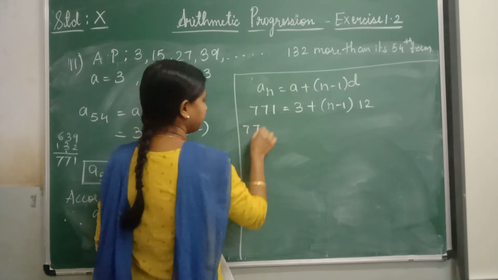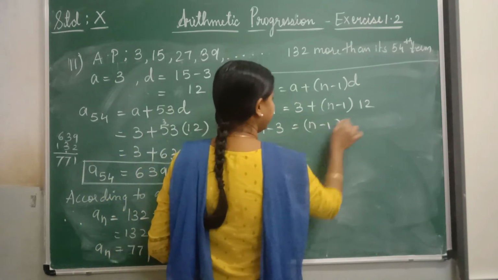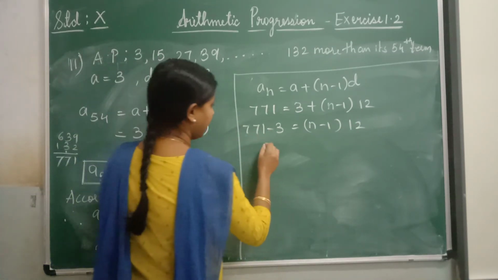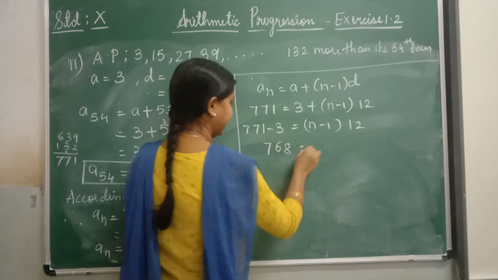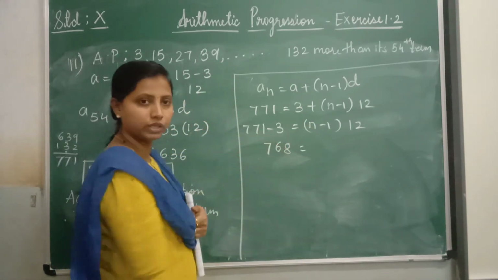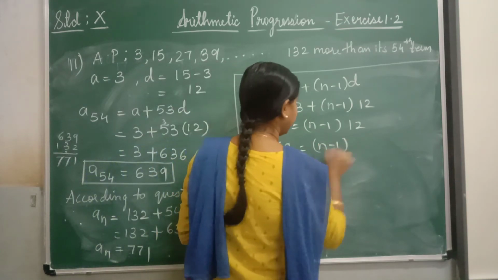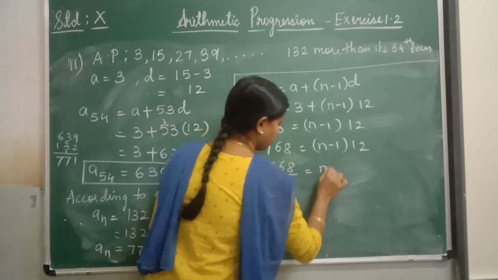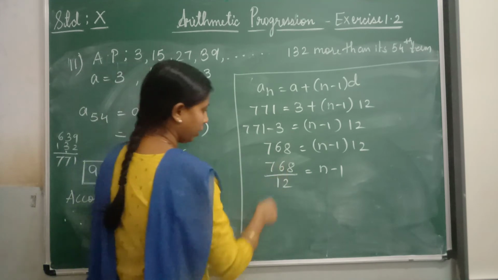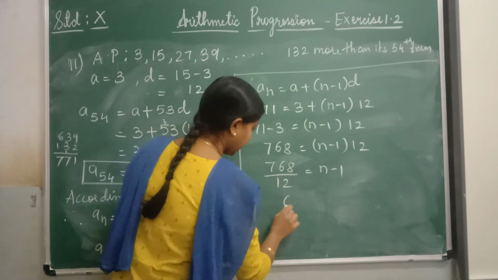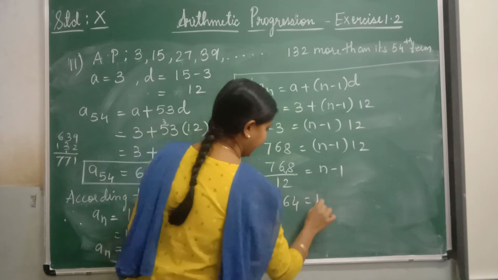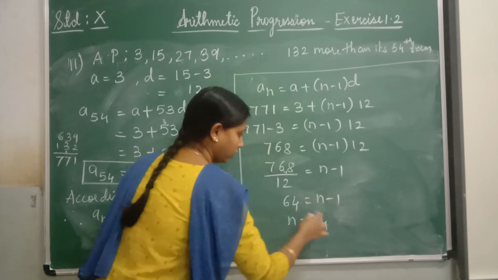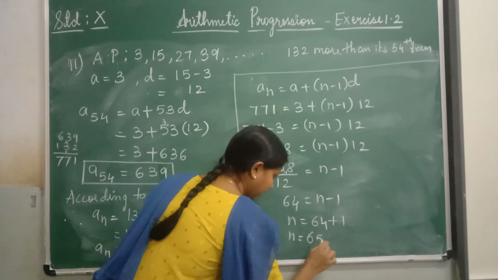Yes, simplify. 771 minus 3 is equal to n minus 1 into 12. So 771 minus 3 gives you 768. Now 12 take on the other side: 768 divided by 12 is equal to n minus 1. If you simplify, 12 sixes are 72, 12 fours are 48, so 64 is equal to n minus 1. n is equal to 64 plus 1, so n is equal to 65.